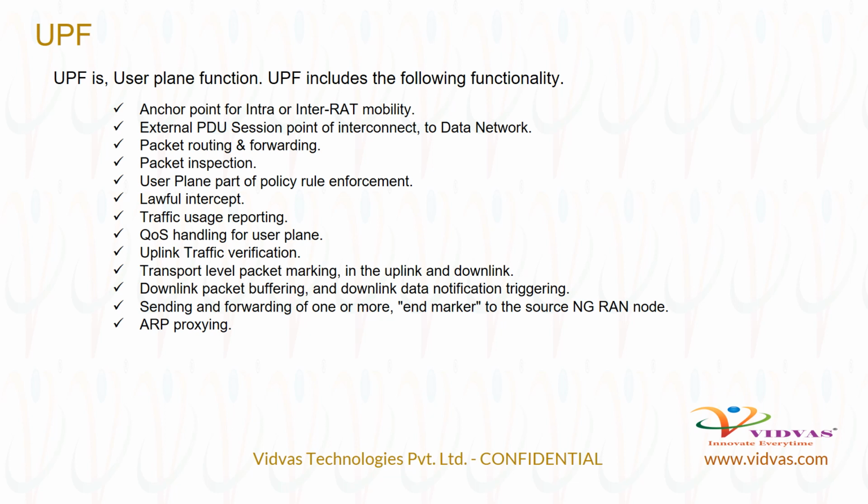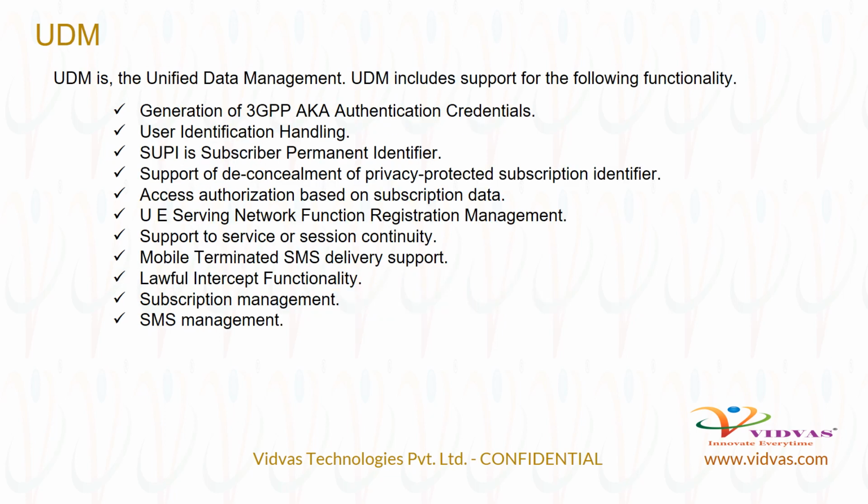Transport level packet marking in the uplink and downlink. Downlink packet buffering, and downlink data notification triggering. Sending and forwarding of one or more end markers to the source NG-RAN node. ARP proxying. Let us go over UDM.